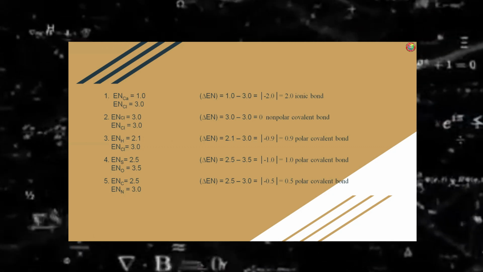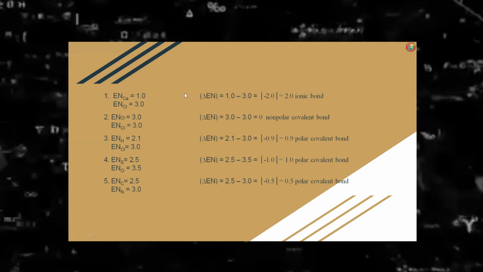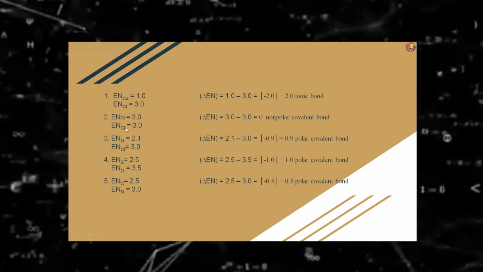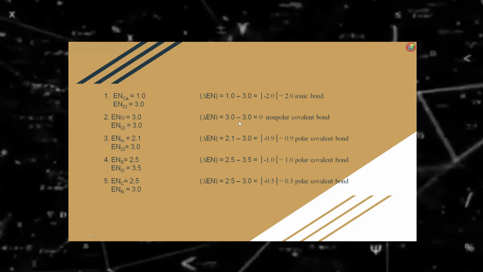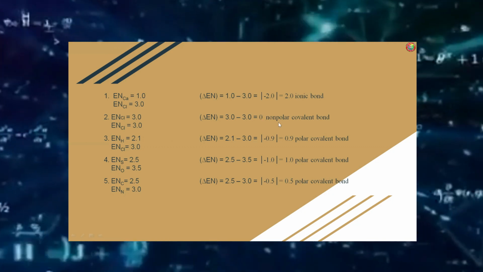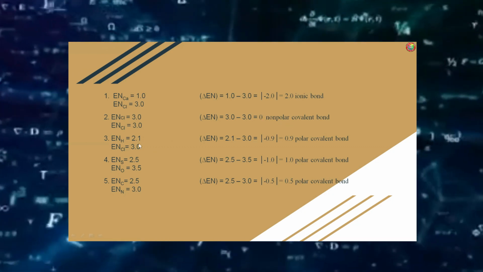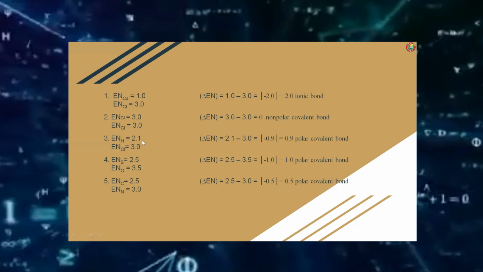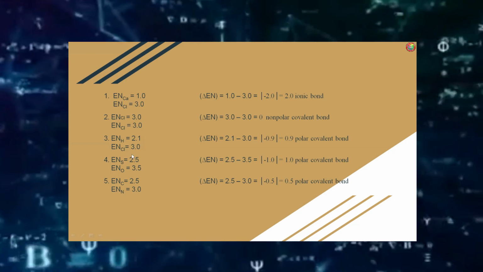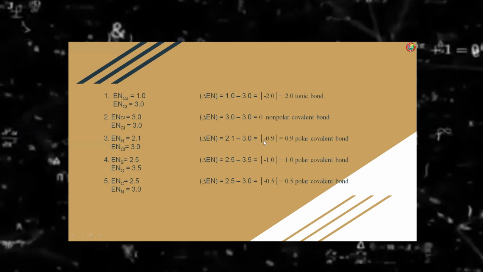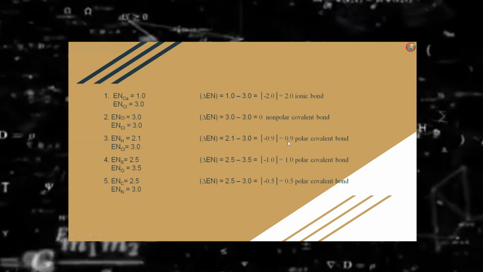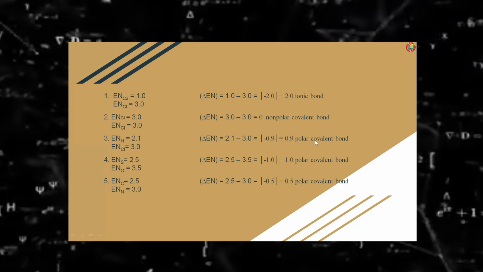Number 2, we have chlorine equal to 3.0, and another chlorine is 3.0. Therefore, 3.0 minus 3.0 is equal to 0. It's a non-polar covalent bond. Number 3, hydrogen is 2.1 and chlorine is 3.0. So 2.1 minus 3.0 is negative 0.9, or 0.9. That would be a polar covalent bond.